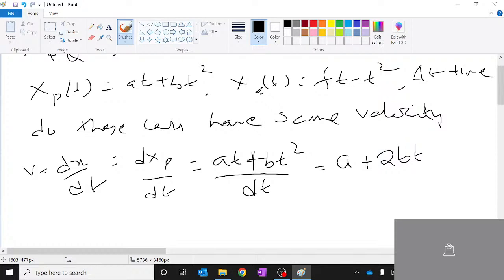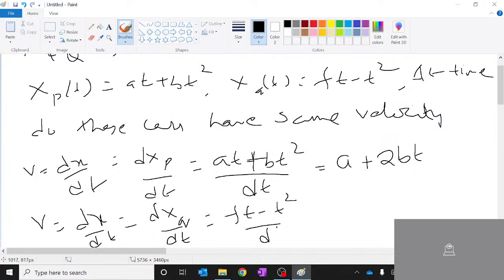Now what is the velocity of car q? V is nothing but dx by dt. Similarly here it changes to dxq by dt, which is d of (ft minus t square) by dt. Now what is the differential of ft? You only have f, correct. And what is the differential of t square? It is 2t, so it is nothing but minus 2t.